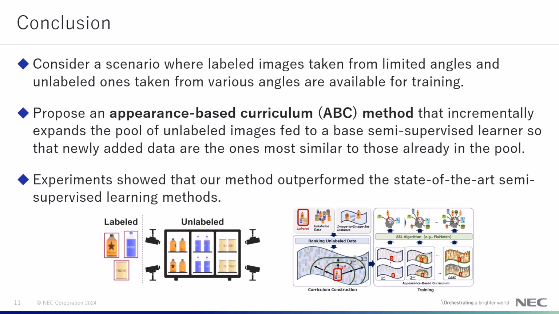To conclude my presentation, we consider a scenario where labeled images taken from limited angles and unlabeled ones taken from various angles are available for training. In this scenario, we propose an appearance-based curriculum, ABC method, that incrementally expands the pool of unlabeled images fed to a base semi-supervised learning method so that newly added data are the ones most similar to those already in the pool. In the experiment, our proposed method outperforms the state-of-the-art semi-supervised learning method.